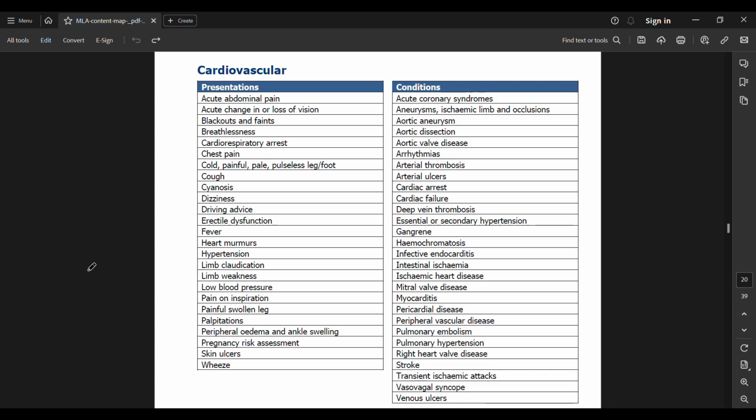This is going to be another video in the UKMLA Roadmap series where we walk you through the MLA Content Map, which is a document prepared by the GMC containing all the topics that they could test you on, whether you sit for the UKMLA exams or the PLAB exams.